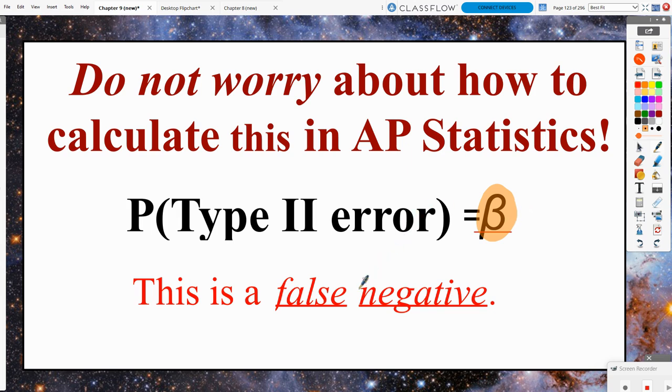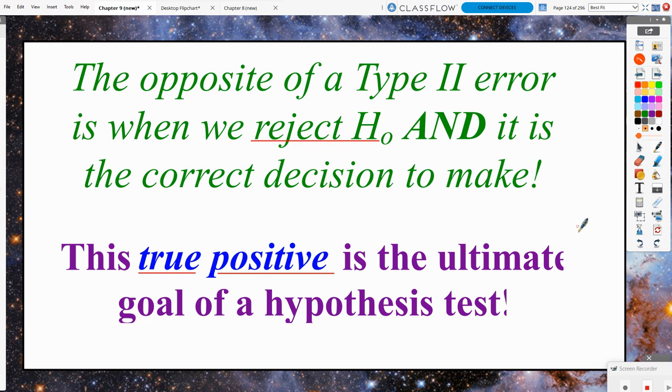Now, a type 2 error is referred to as a false negative. So we call it a negative because we failed to reject, but again, it's false because it's the error component here. We really should have rejected the null hypothesis. Now, the opposite of a type 2 error is when we reject the null hypothesis and it is the correct decision to make, which ultimately means that is a true positive. When we reject the null hypothesis, that is a positive result, and it's the correct decision. It is a true decision to make.